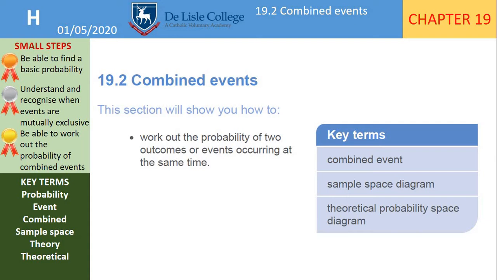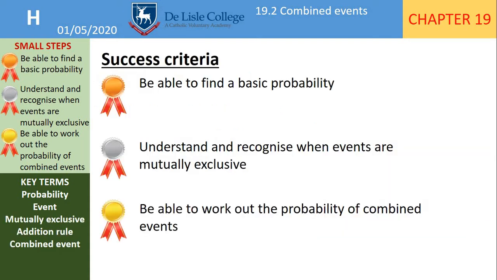So we are going to continue with looking at combined events, and in today's lesson we're going to look more specifically at sample space diagrams. We are still working with the same success criteria from last time: being able to find a basic probability, understanding and recognising when events are mutually exclusive, and being able to work out the probability of combined events.